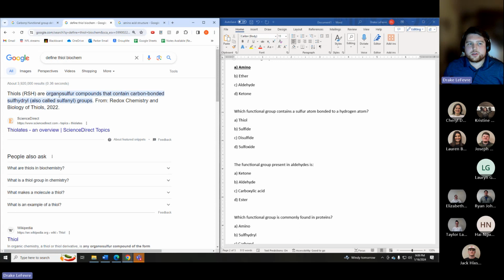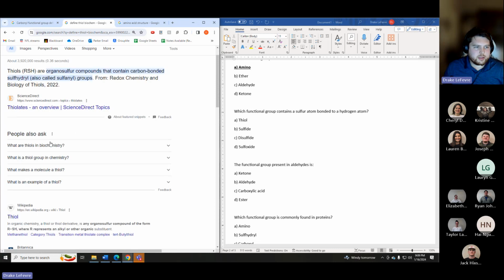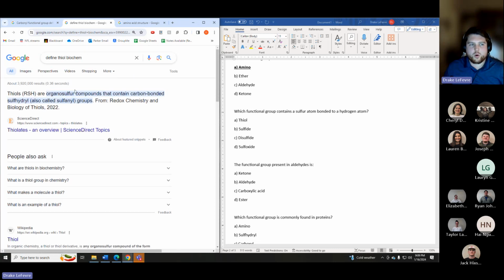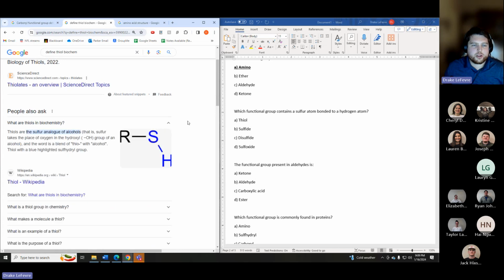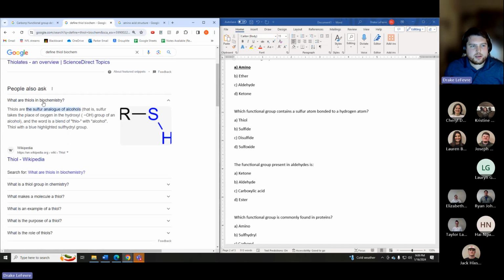They are organosulfur compounds that contain carbon bonded sulfhydryl, also called sulfonyl groups. I don't like that definition because it has more words that I don't understand. So I look for another definition. So they are the sulfur analog of alcohols. So we know an alcohol is an OH. So sulfur takes the place of oxygen in the hydroxyl group of an alcohol. And the word is a blend of thio with alcohol, thiol, with a blue highlighted sulfide group.